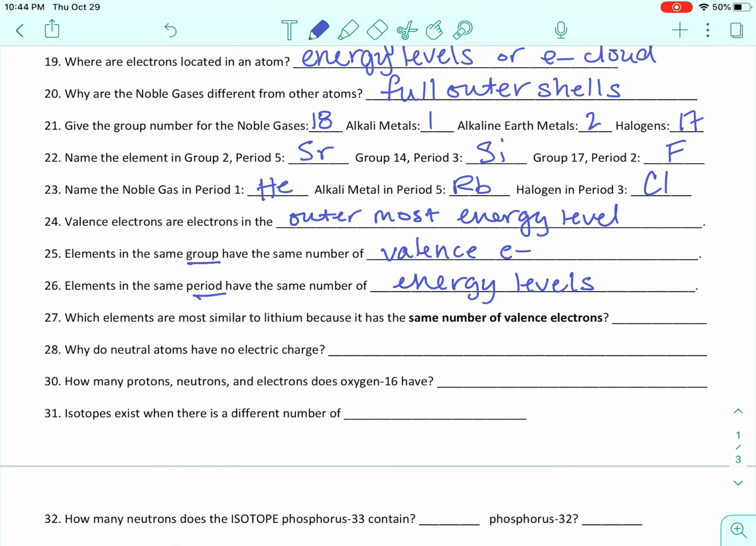Which elements are most similar to lithium because they have the same number of valence electrons? Well, we just said that valence electrons are relative to group number. So elements in the same group have the same number of valence electrons. So if we're looking at lithium and we want to find elements that have the same number of valence electrons, we're going to have to find elements that are in the same group as lithium.